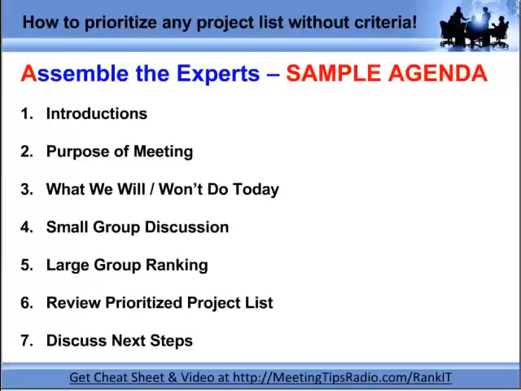Number 3, then we're going to go through what we will and will not do today, and Fred touched on that. Then we're going to break the group down into small groups so they can have small group discussions. So you remember earlier when we said you can have a massive list with 1,000 things on it, or 2,000 or whatever? That's great, because now those small groups are going to go through those big massive lists and figure out what the most important things are based on their discussion. And then we're going to start bringing some of those items back together to do large group ranking. Number 6, we will review and have a conversation about the prioritized list, and then we will discuss next steps.